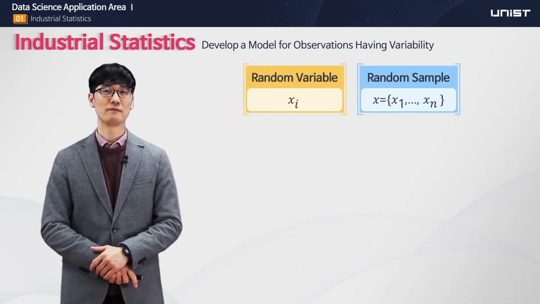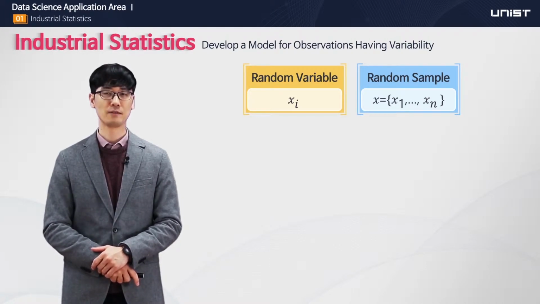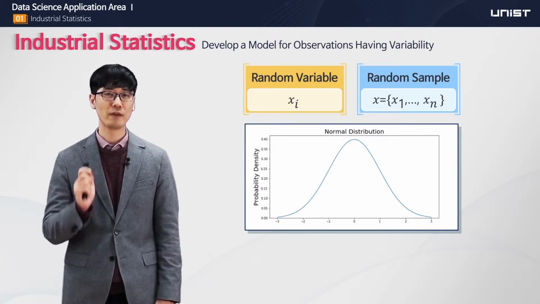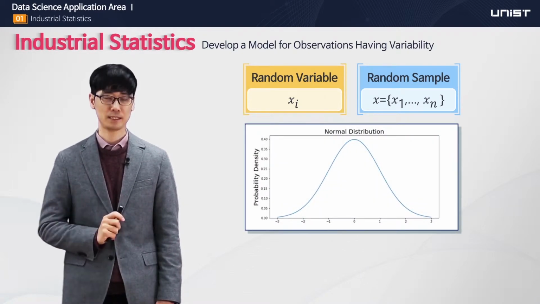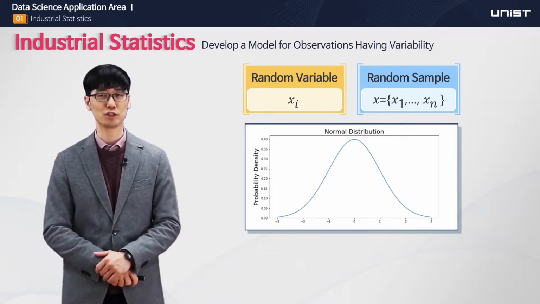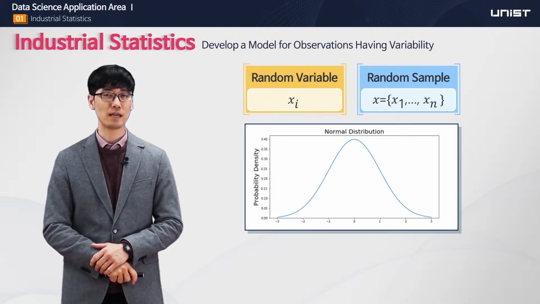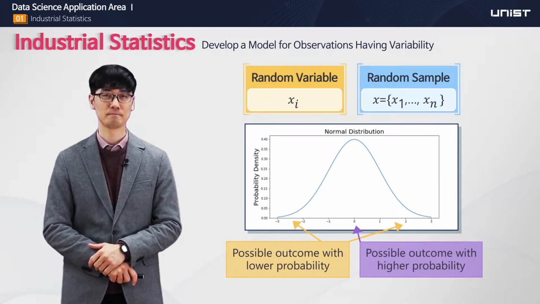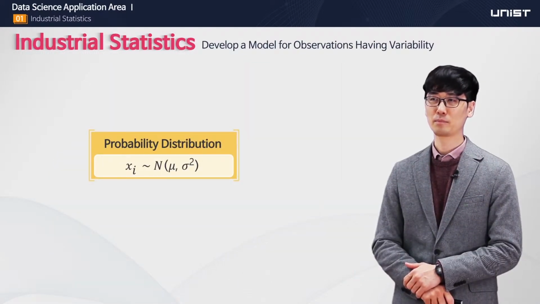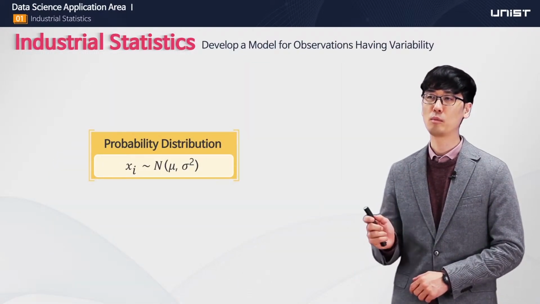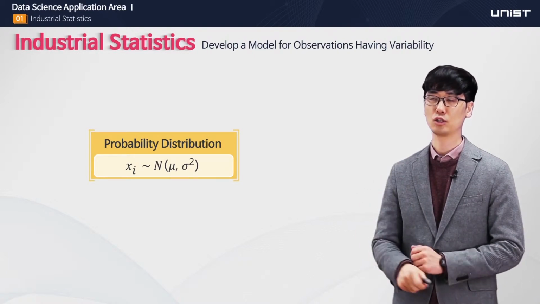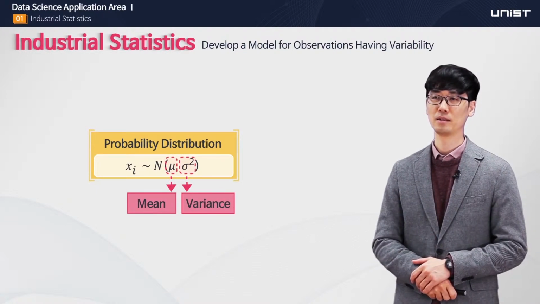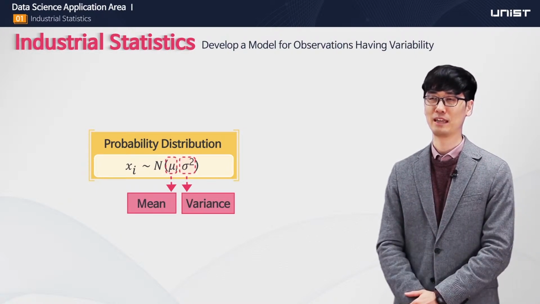The simplest way to develop a model for observations having variance is to adopt a random variable and regard observations as its possible outcomes based on a probability distribution. The probability distribution specifies the probability of each possible value. Technically, we can express the model when the random variable xi follows a normal probability distribution in this way, where mu and sigma square represent the mean and variance of x respectively.